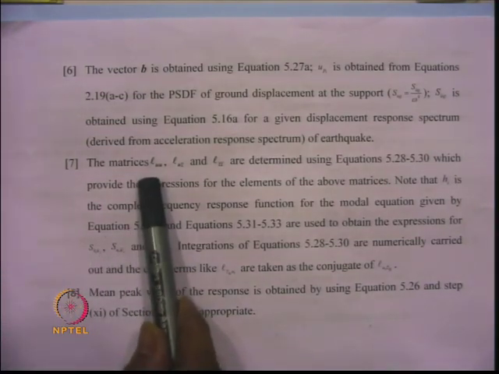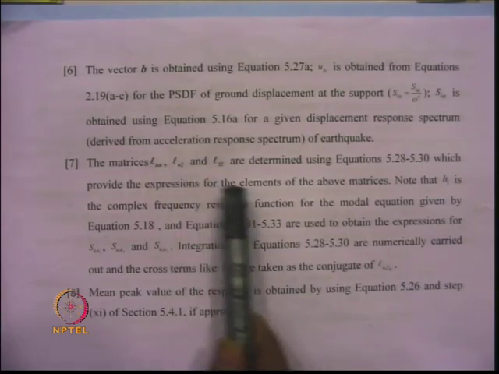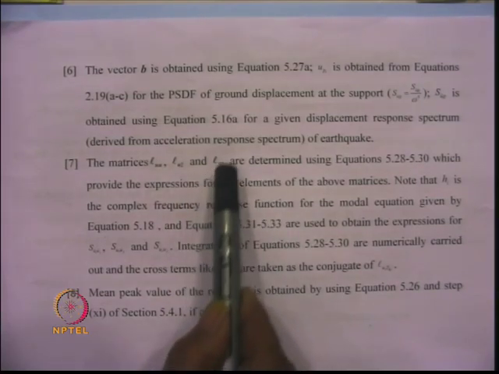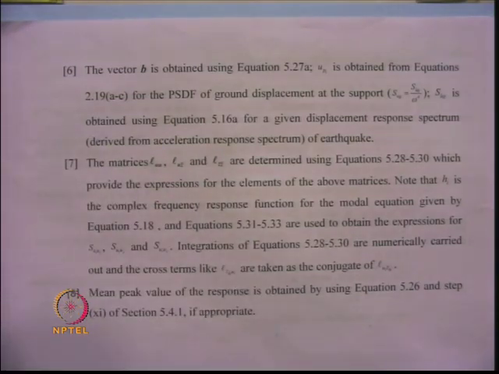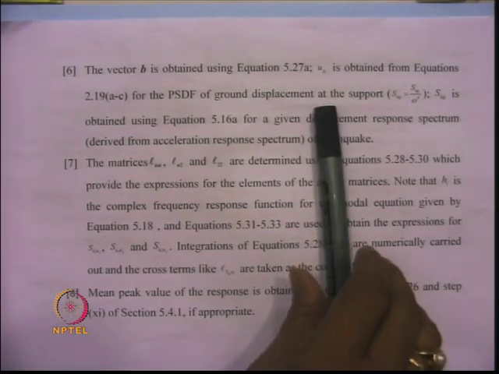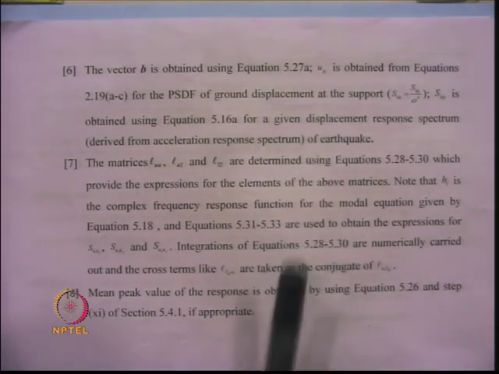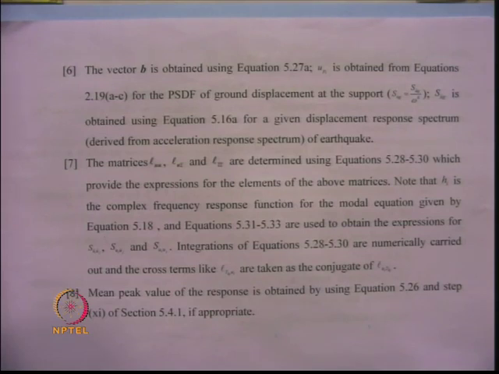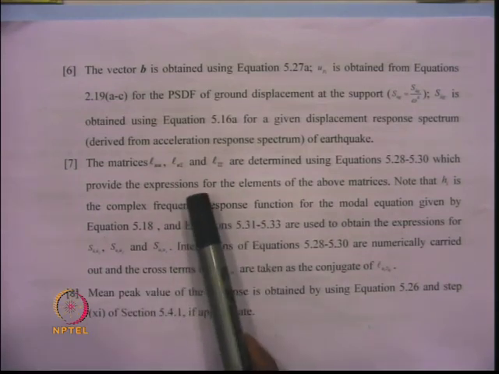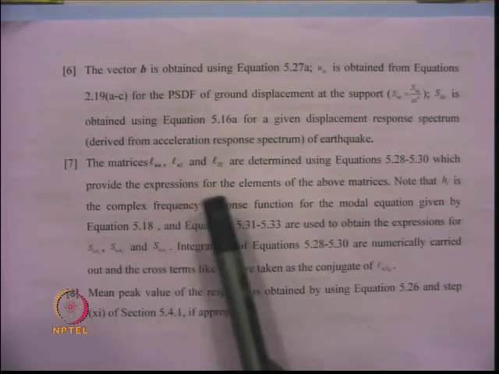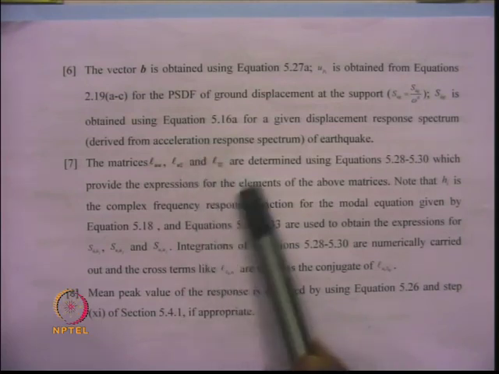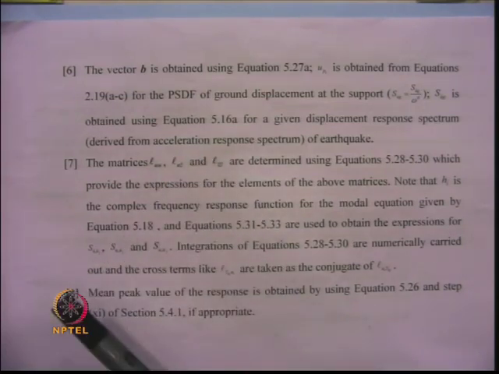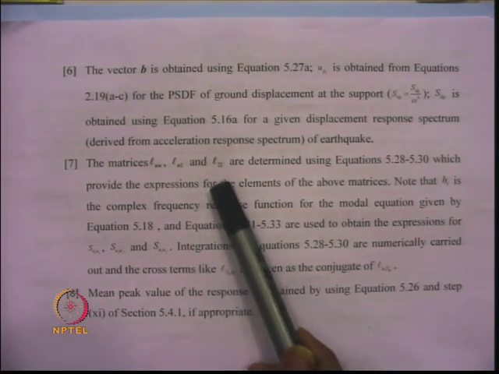The matrices LUU, LU bar, UZ bar and LZZ bar basically require the integration of the cross power spectral density function multiplied by the frequency response function for each mode, which was shown in equations 5.28 to 5.30. And in that we had seen that we also require the standard deviation of the generalized displacement in a particular mode for the kth excitation, or the excitation at the kth support.